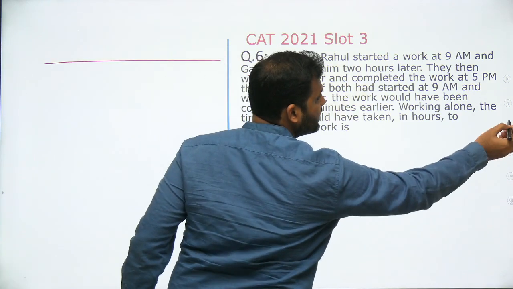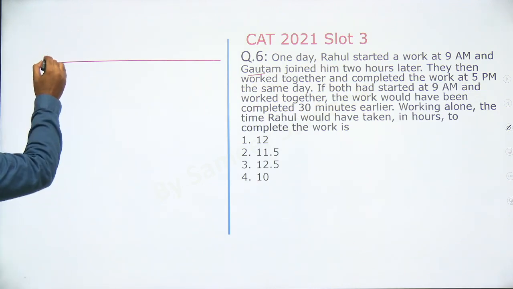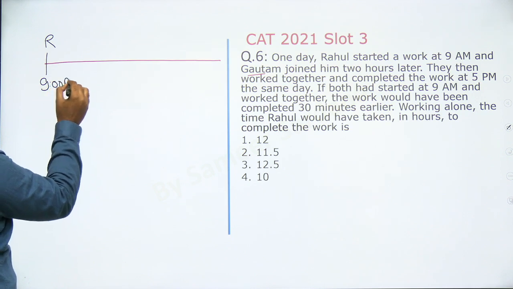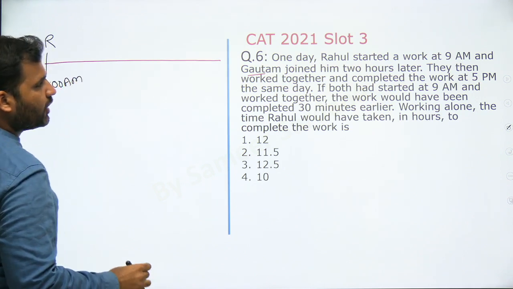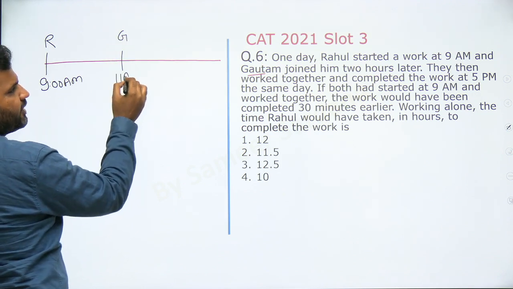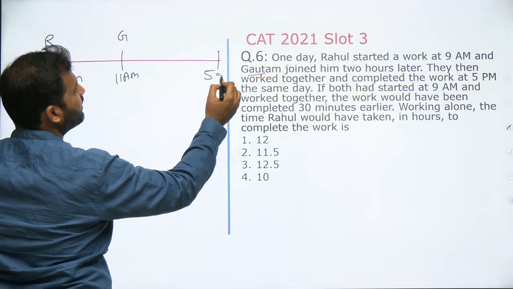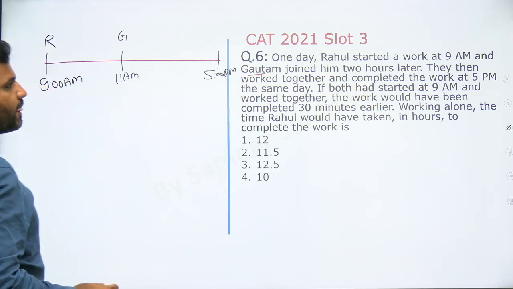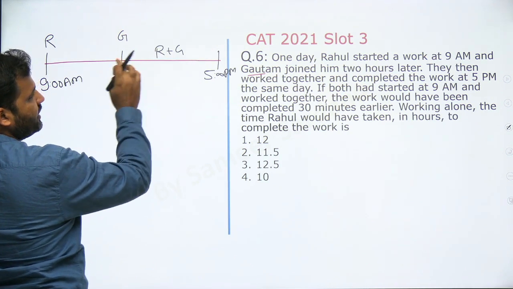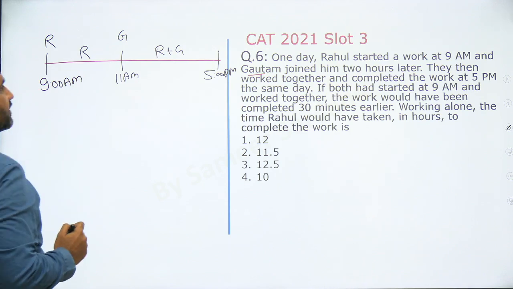For this, you first need to understand the whole structure of the question, right? Rahul started the work at 9 a.m. Gautam joined him 2 hours later. So Gautam is joining this person at 11 a.m. Completed the work at 5 p.m. the same day. So for this, in this duration, Rahul and Gautam both are working. Here only Rahul is working.